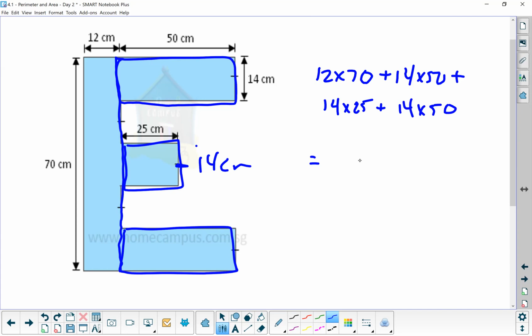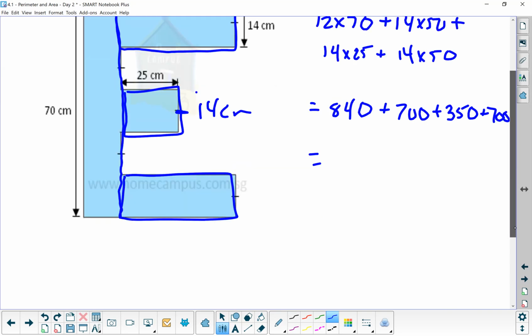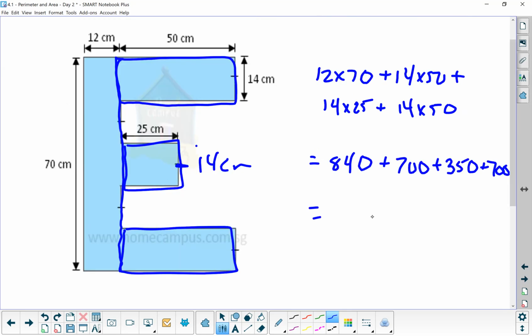So let's see. 70 times 12 is 840. 14 times 50 is 700. 14 times 25 is 350. And 14 times 50 is 700. Adding those together. 0, 0, 0, 0, 0. 4 plus 5 is 9. 15, 16, 17, 18, 25. 2,590 square centimeters.